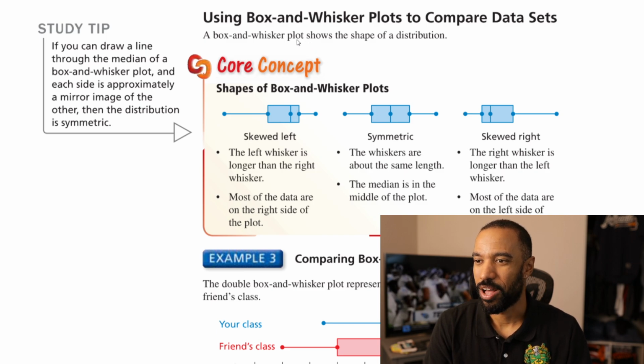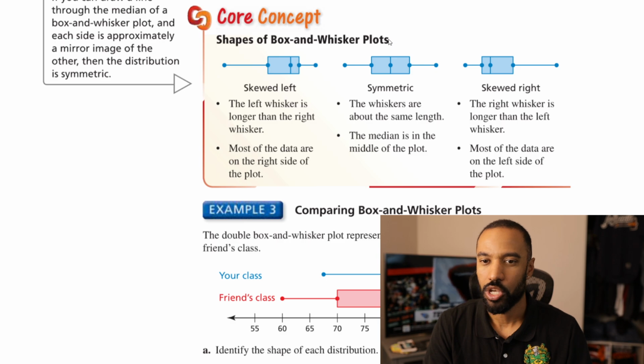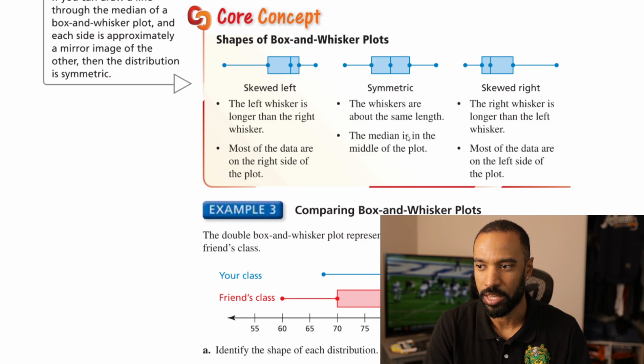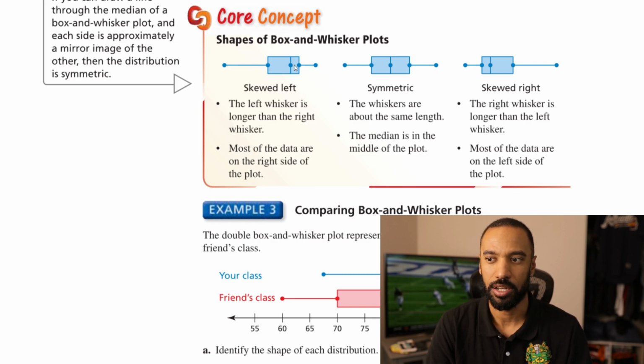A box-and-whisker plot shows the shape of a distribution. So I mentioned that symmetry thing, right? There's symmetry with this one. Even if it's not equal spread, maybe this isn't the same amount of spread as this, but there is symmetry here. The whiskers are about the same length. The median is in the middle of the plot. And they're going to do enough to kind of tell us what that looks like here.